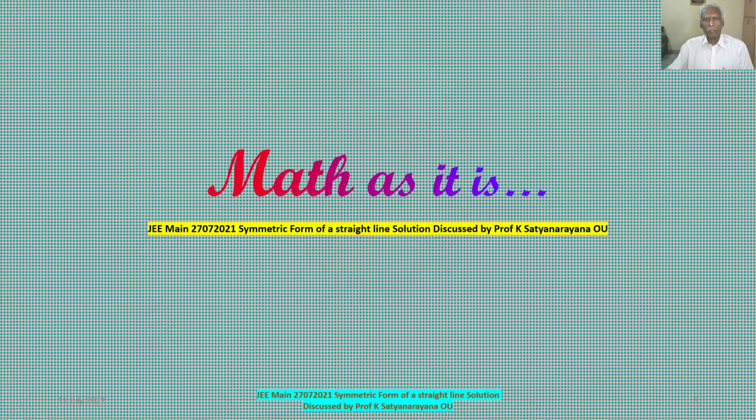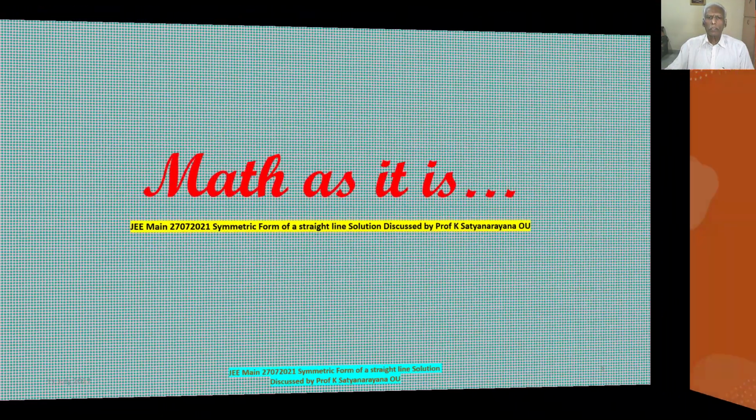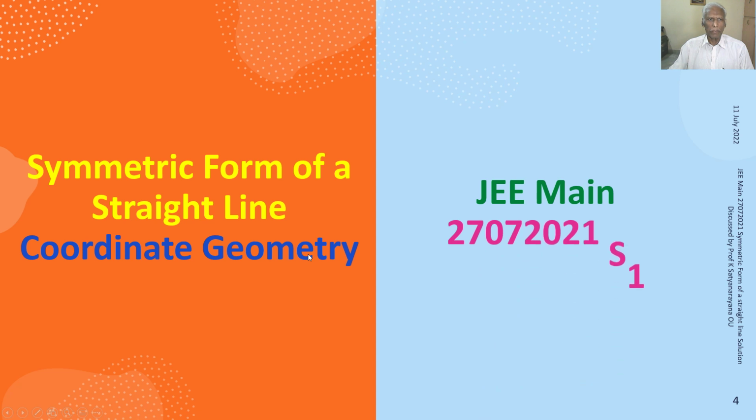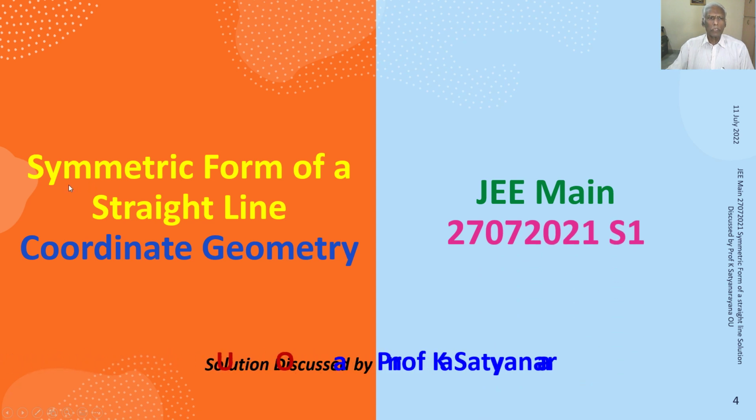We now discuss the solution of a problem from the section Coordinate Geometry. The problem is based on the symmetric form of a straight line. This question has appeared in the Joint Entrance Examination Main held on 27th July 2021 in the first shift.